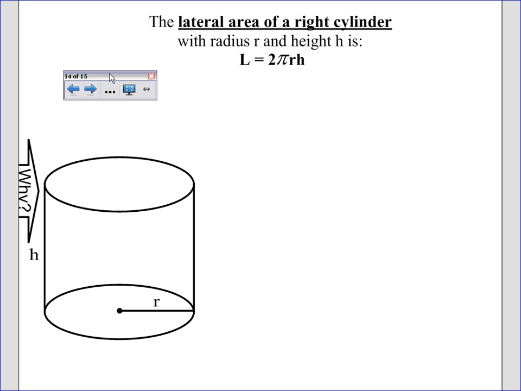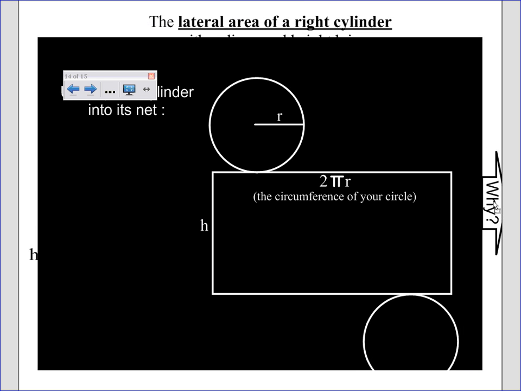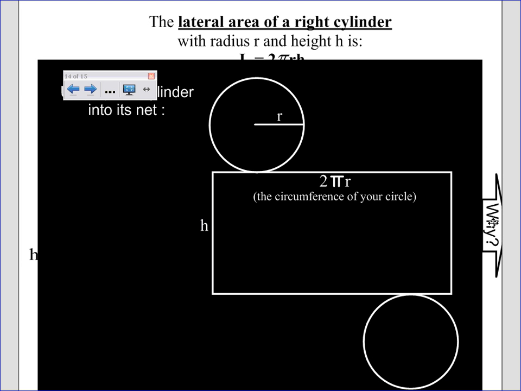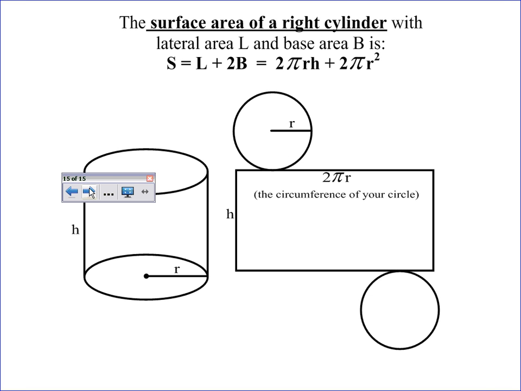Lateral area of a right cylinder is 2 pi rh. I talked about the Campbell's soup can, and I told you that the length of that label when you pull it apart was the same as the circumference of the circle. So there's that Campbell's soup can again. The length was 2 pi r because it's the same as the circumference of that circle.